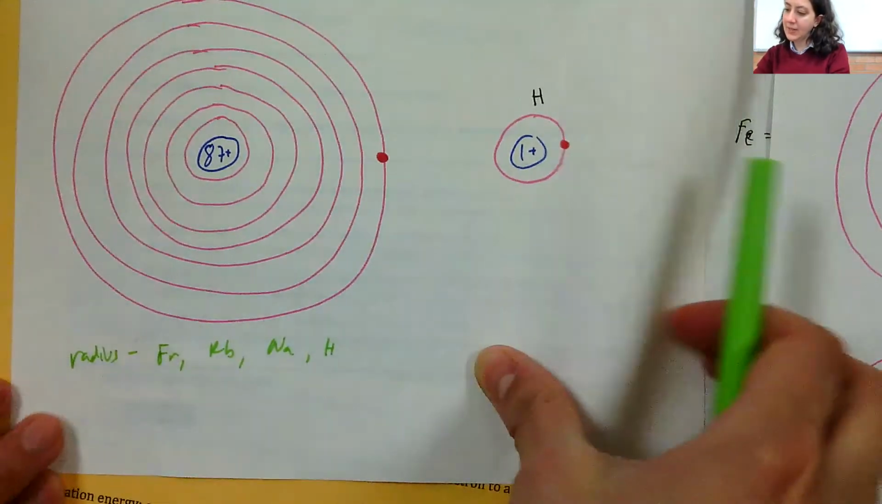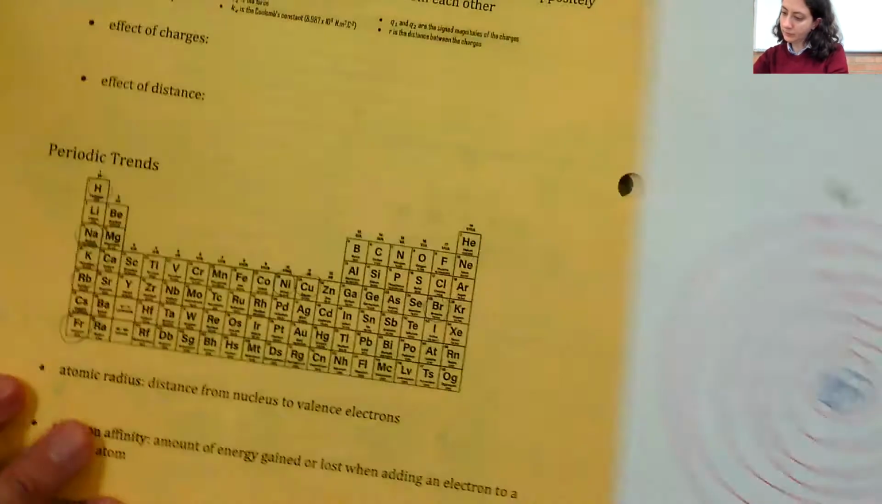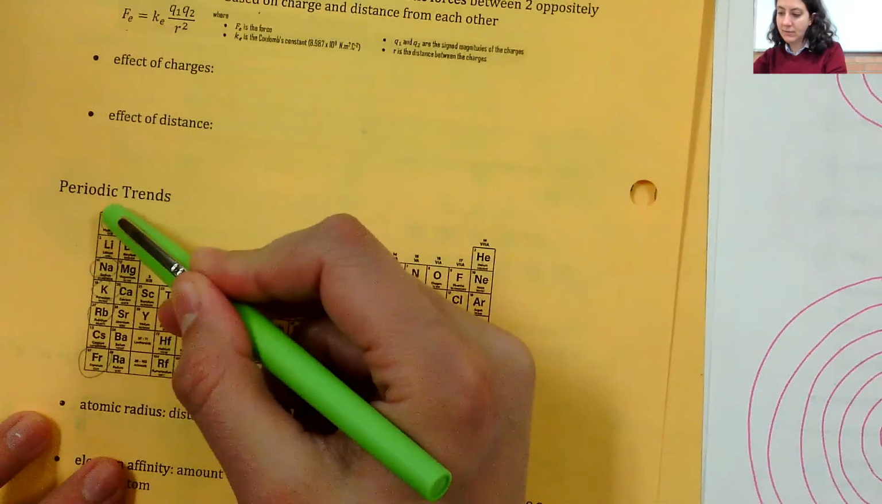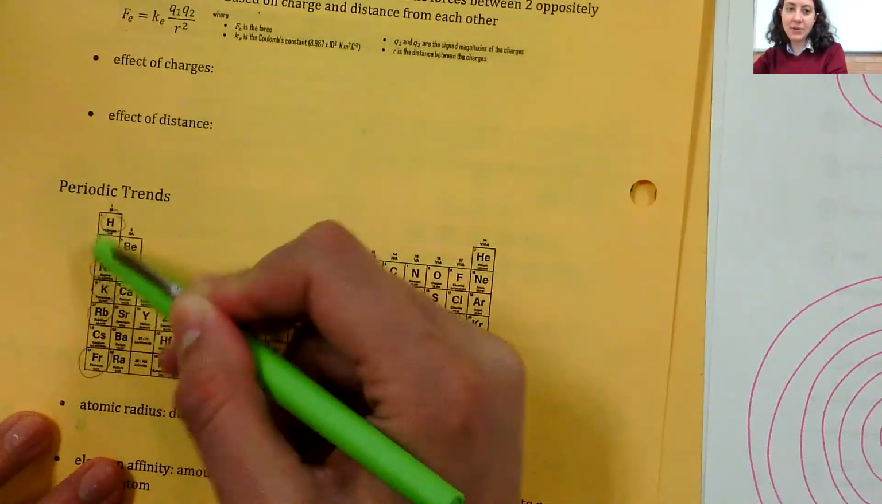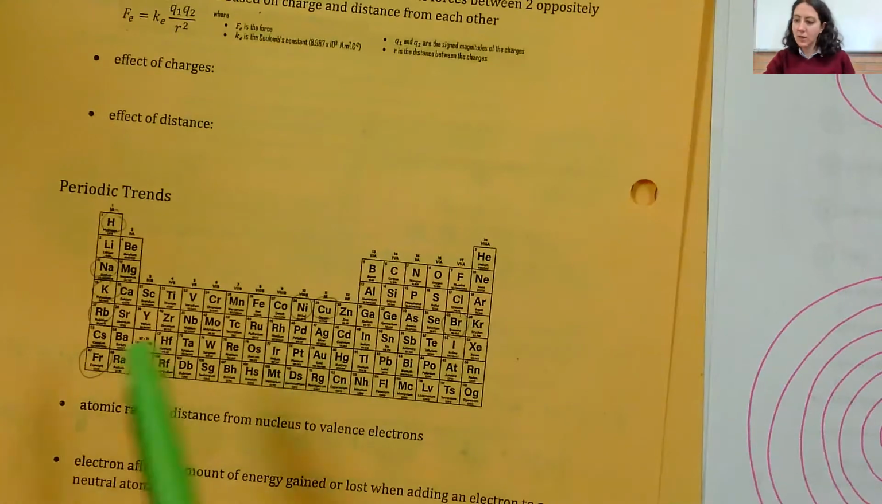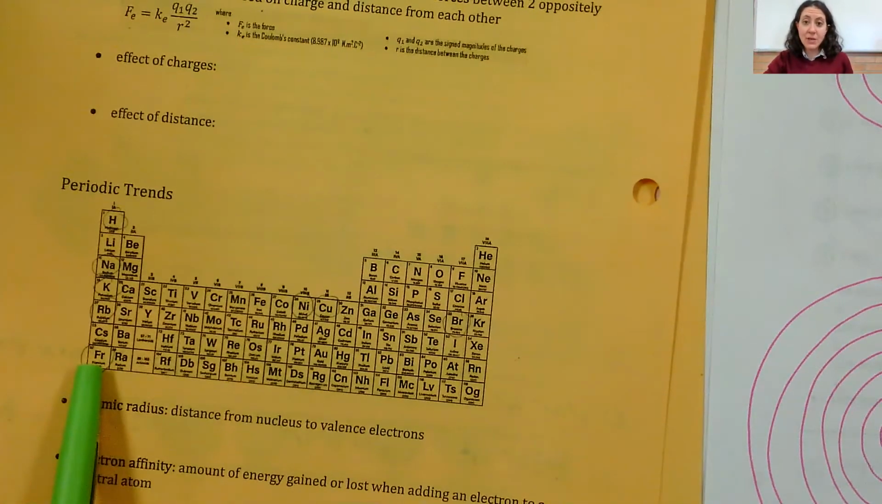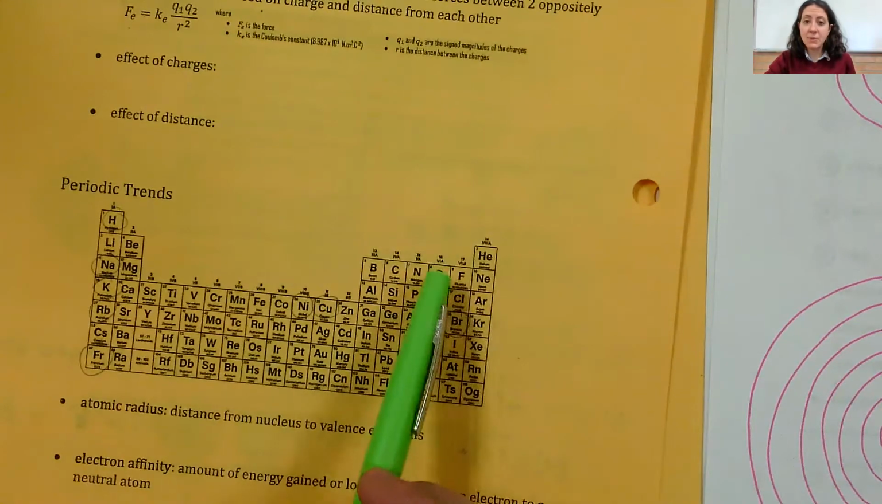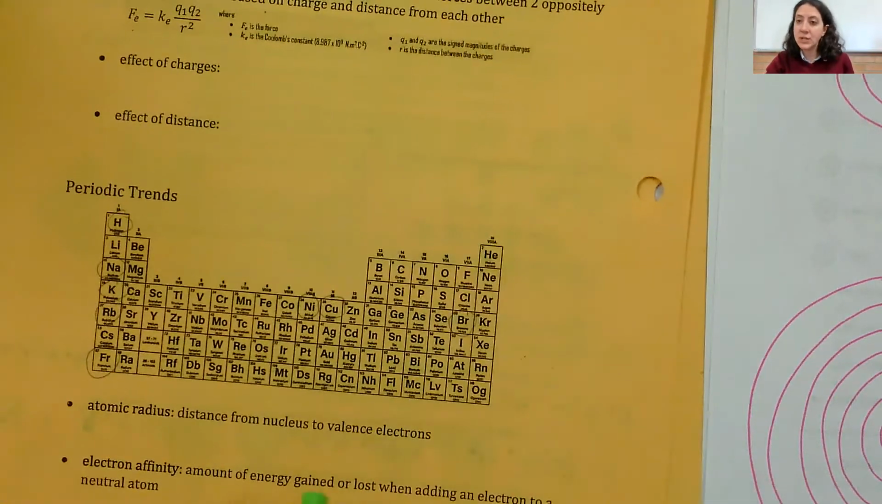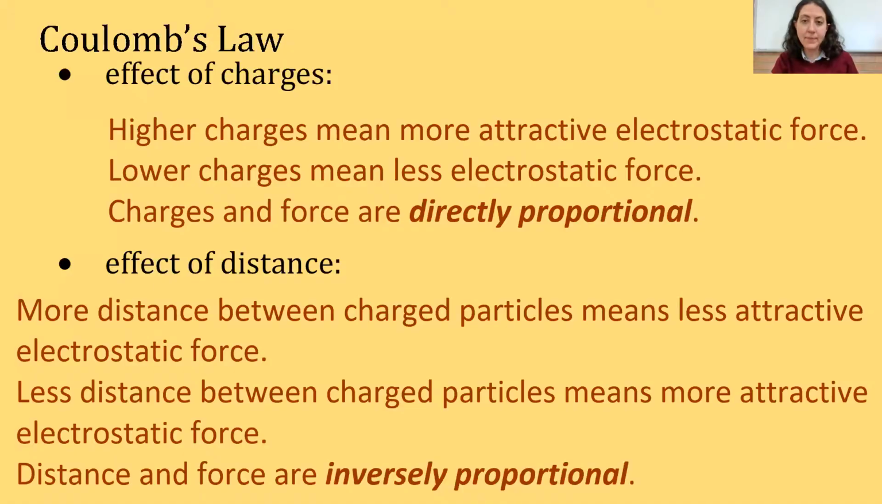And if we look at our periodic table, yeah, francium, rubidium, sodium, hydrogen. Okay, so the element with the biggest radius is going to be francium. The element with the smallest radius is going to be probably helium. It's very, very tiny. Okay, so let me go back to the PowerPoint and you can fill out the relevant notes for that.